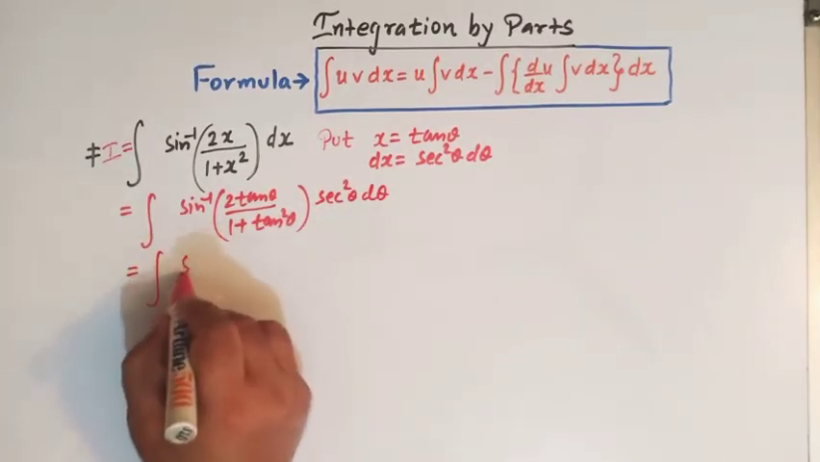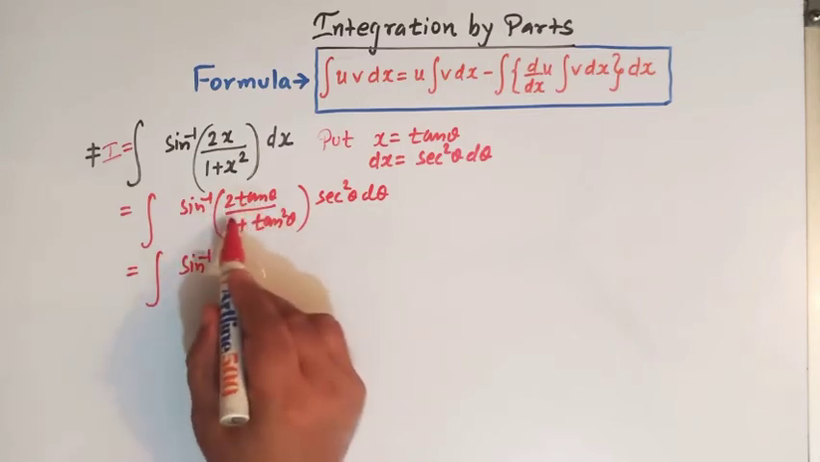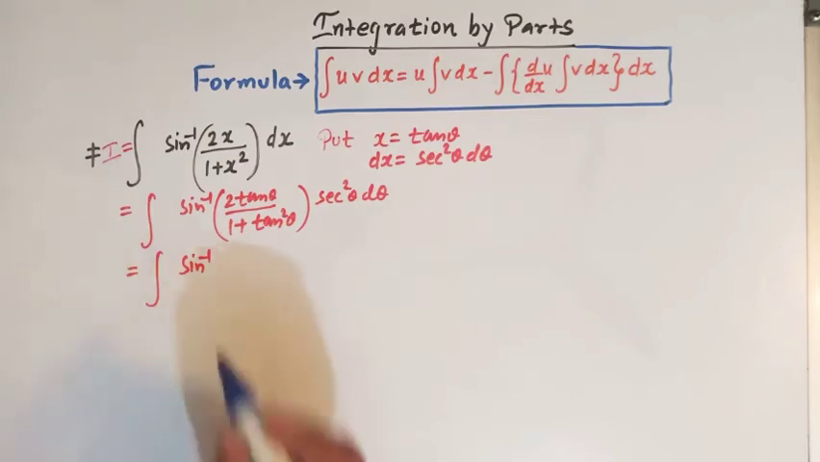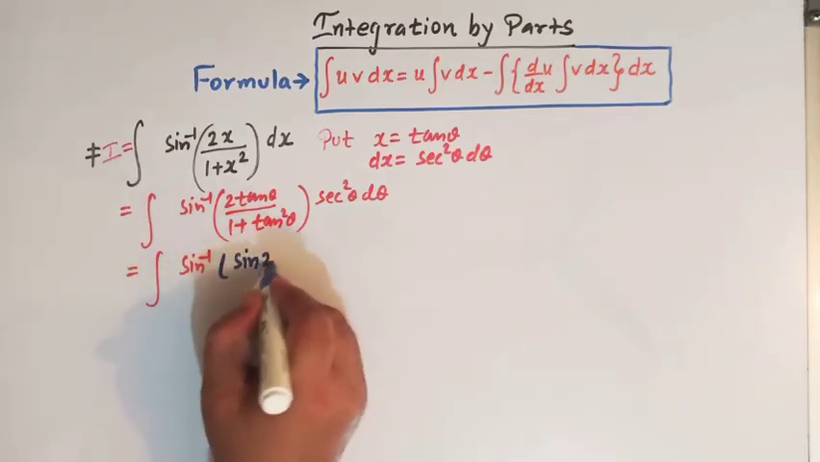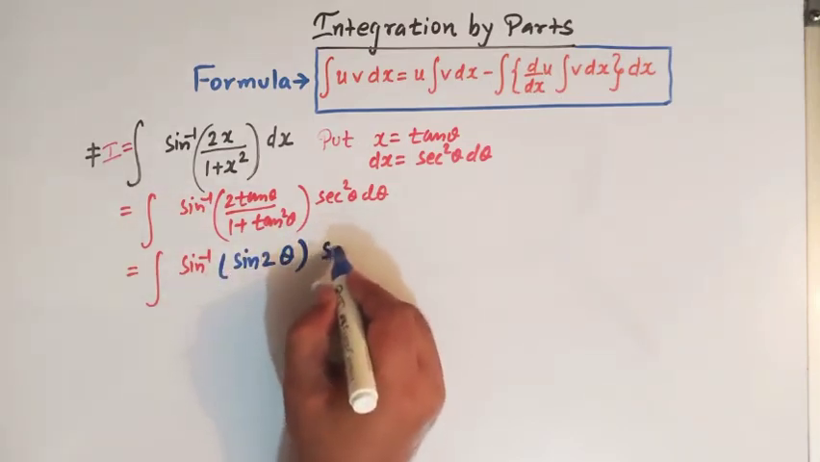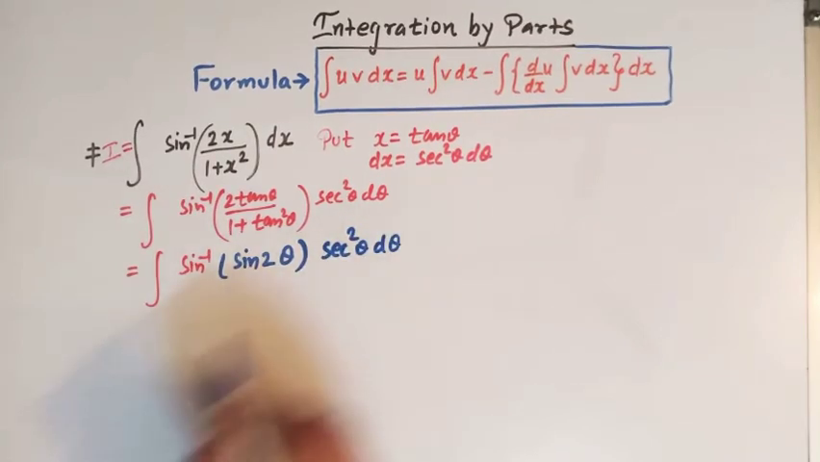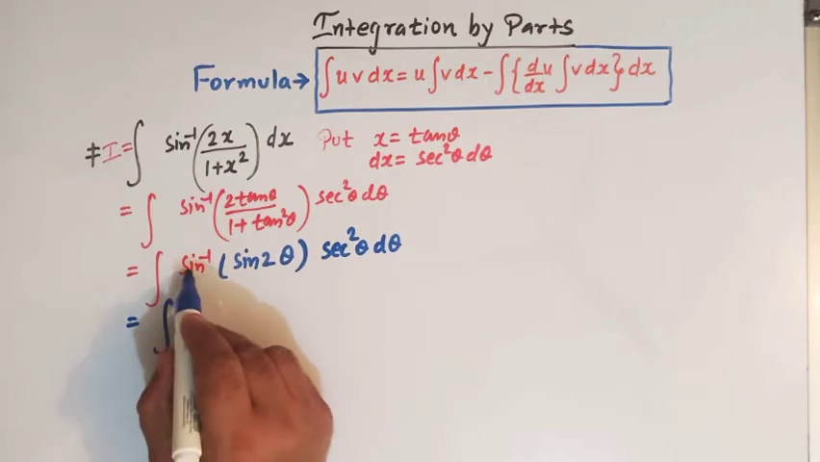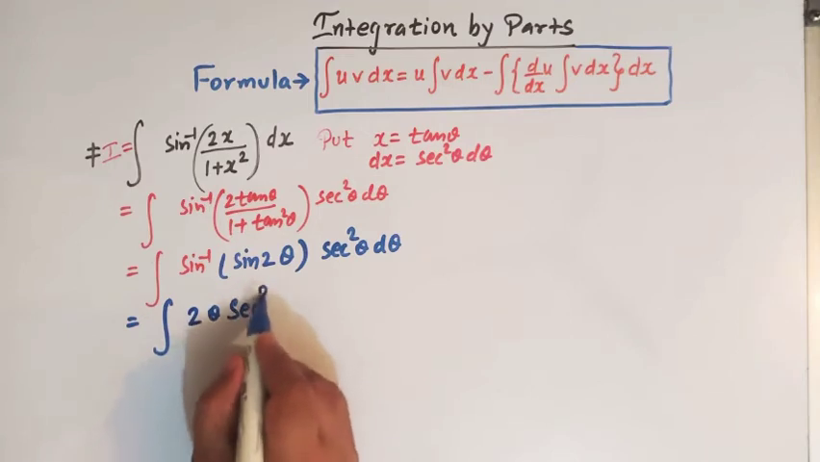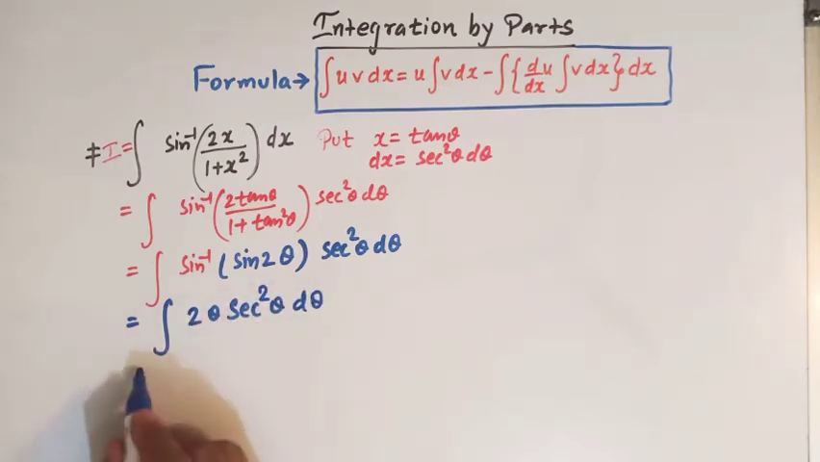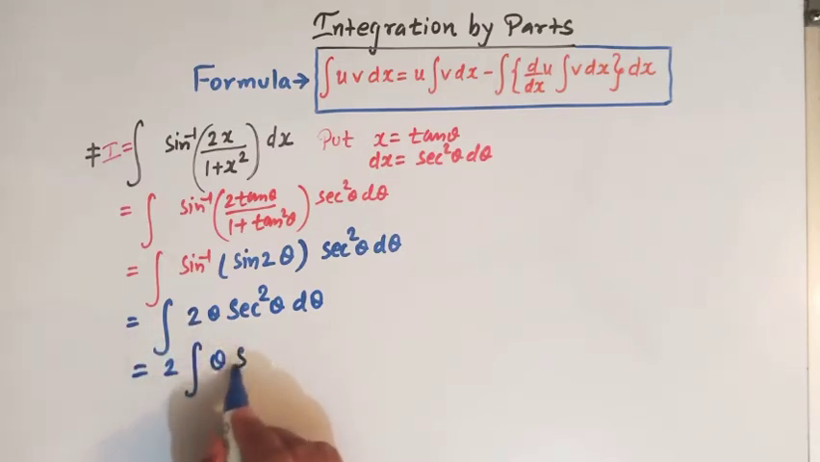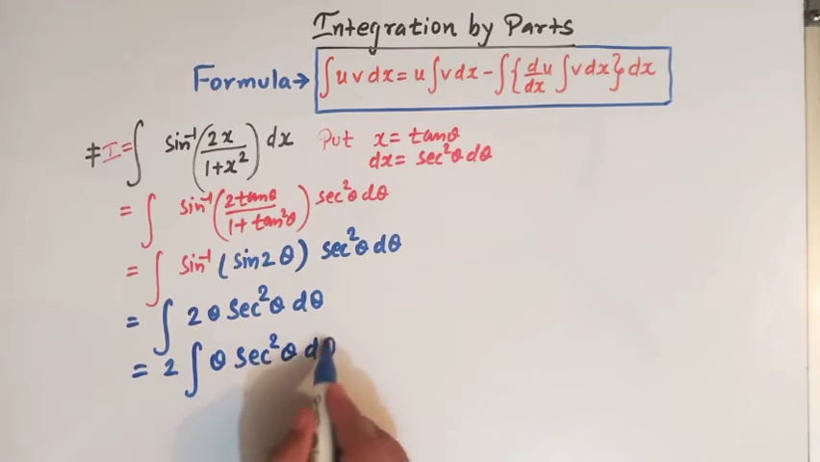Now sine inverse of 2 tan theta divided by 1 plus tan square theta is equal to sine inverse of sine 2 theta, and here we have sec square theta d theta. So this integral becomes, sine inverse and sine get cancelled, and we are left with 2 theta sec square theta d theta, and taking 2 outside, we have theta sec square theta d theta.